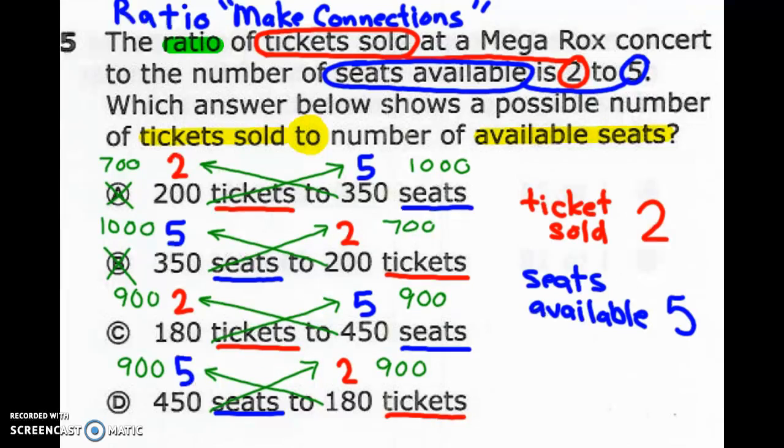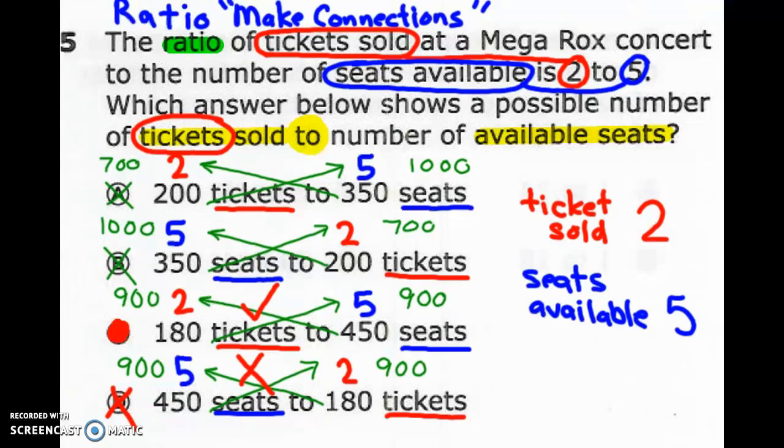They first asked me for tickets, so let me give them tickets first. And in letter C, I have tickets first. In letter D, they're giving me seats first. I do not want seats first, so that means letter D is out. And the only one that's left to be correct is letter C.